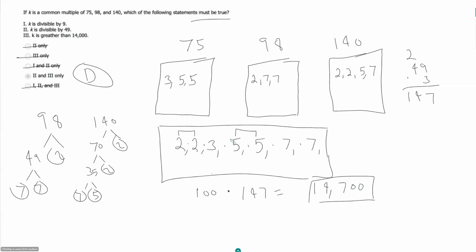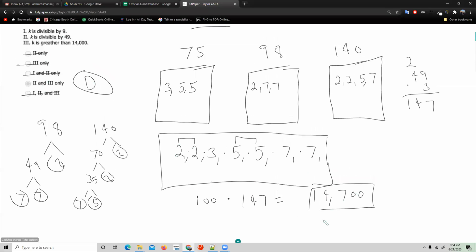This is a good question because it deals with divisibility, which is a very useful concept to know. Probably the most useful concept, in my opinion.